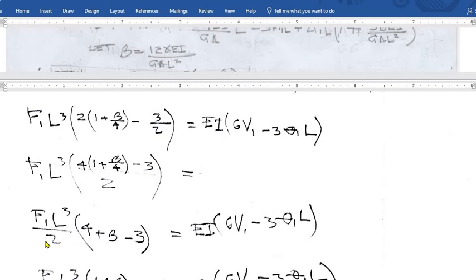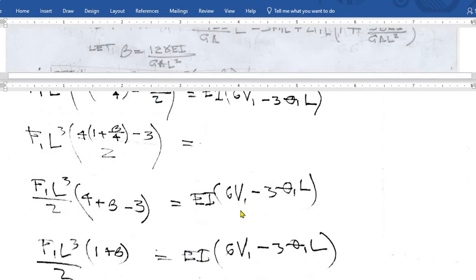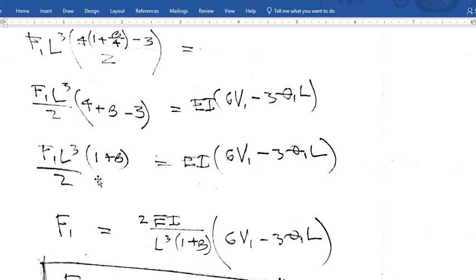So, magiging F1L cube all over 2. Tapos, isimplify na natin itong taas. So, this now becomes 4 plus beta all over 4 times 4, magkakancel yung 4. So, this simply becomes beta, then minus 3. Okay, tapos i-retain natin itong equation na yan. And then, 4 minus 3 is simply 1. Okay, so F1L cube all over 2 times the quantity 1 plus beta is equal to EI times the quantity 6V1 minus 3 theta 1 L.